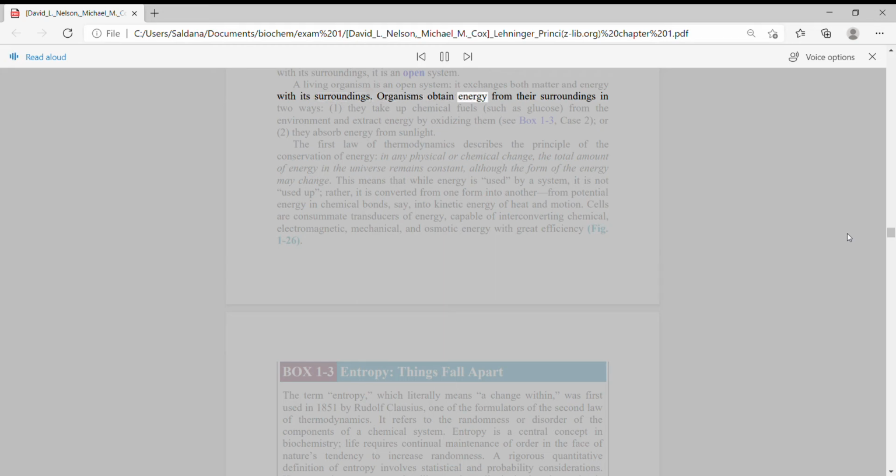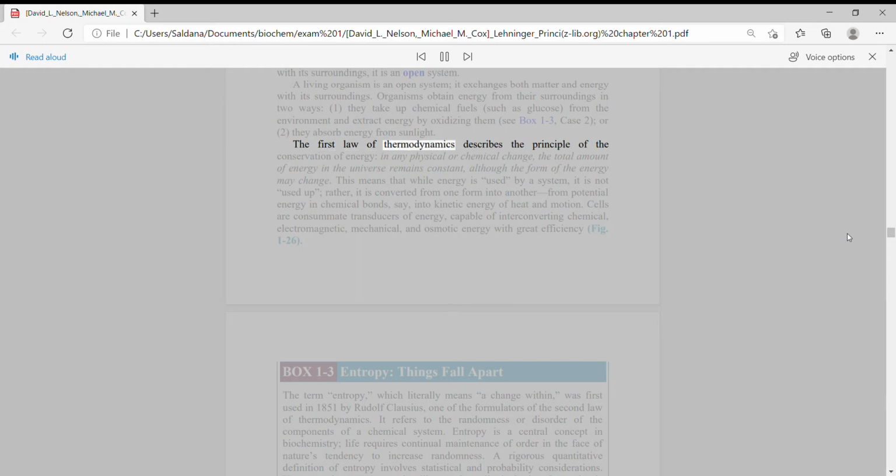Organisms obtain energy from their surroundings in two ways. 1. They take up chemical fuels, such as glucose, from the environment and extract energy by oxidizing them. 2. They absorb energy from sunlight.